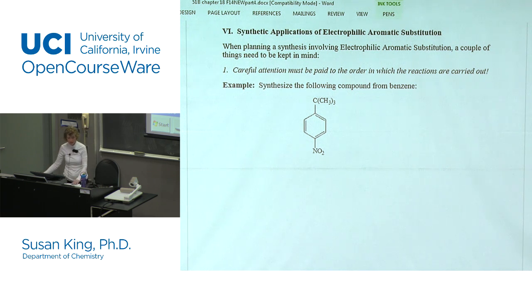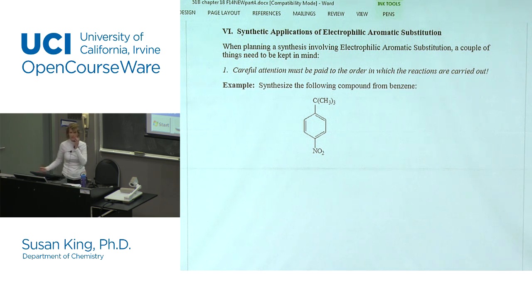So that takes us directly to synthetic applications of electrophilic aromatic substitution. We don't have time. I've already made the decision. I made a command decision here, and I'm not going to change it. We'll stop early if we end up early.